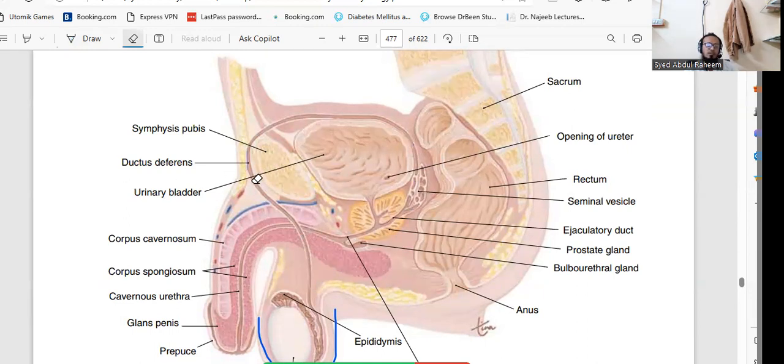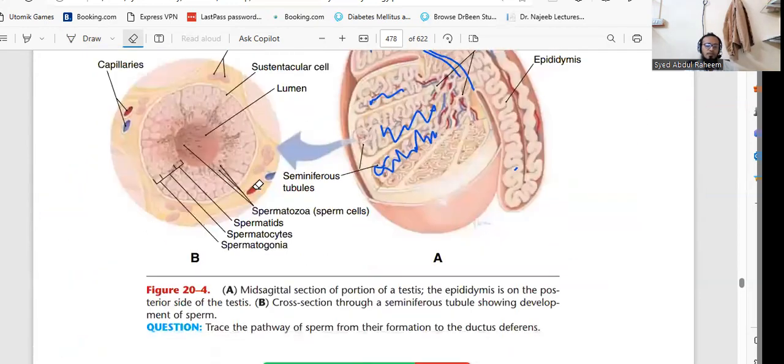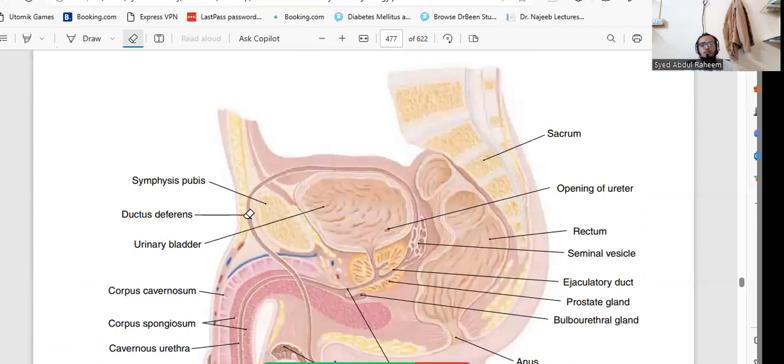This is a very sensitive area. If anyone has a kick here or any harmful object thrown here, what will happen? It will be really very painful. So basically, you have to protect it. During a biking ride, most men will not notice these things, because if you sit like that, most of the duct deferens will be under pressure. This is the front part of the bike. It will compress. So what will happen?